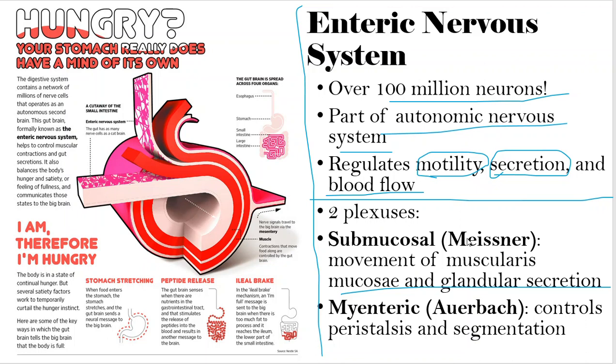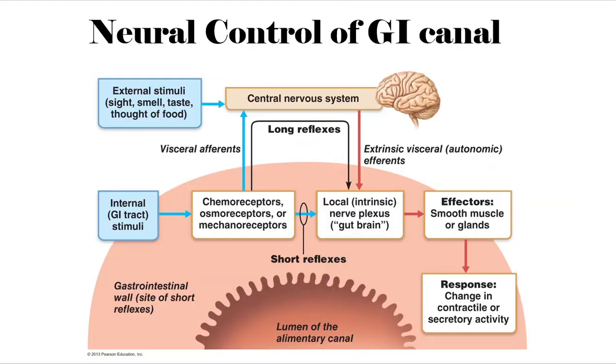The submucosal, you don't have to know the name. I'm not going to require that because we're getting away from that. Submucosal is going to control the muscularis mucosae and some of the glands there. The myenteric is control of peristalsis and segmentation, which is going to be the muscularis externa. I'll let you guys read that. It's kind of interesting. Not the best one I've seen, but it's okay.